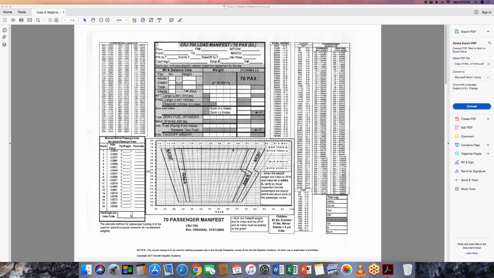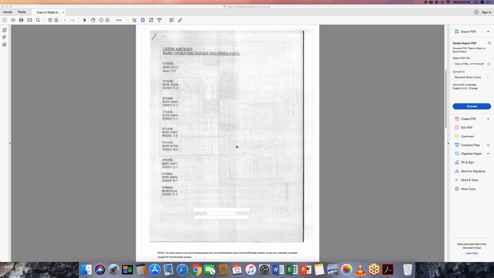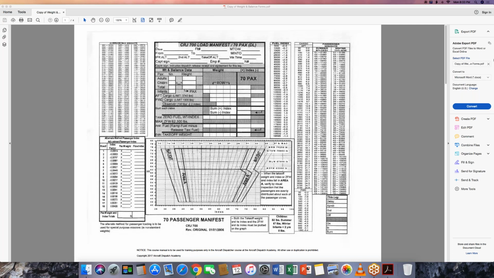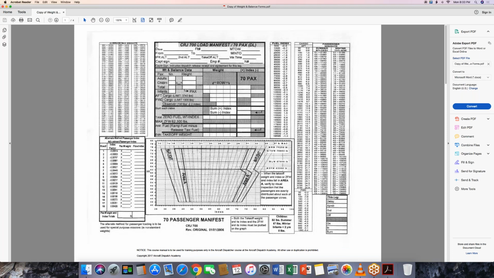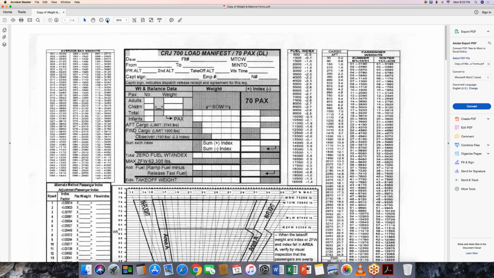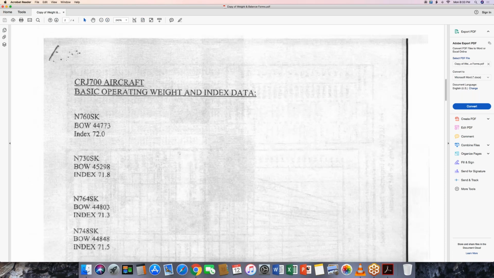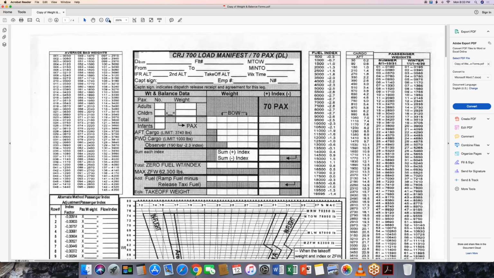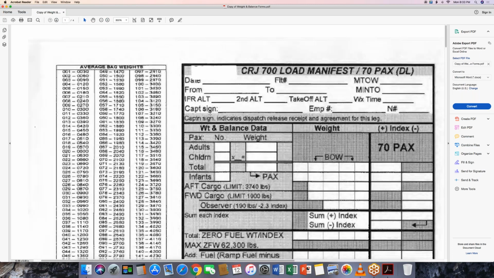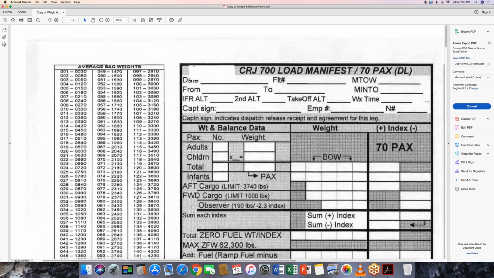So when we get done filling all this information out, basically we're going to find out if we're within our weight and balance. Let's see. Trying to zoom in a little bit so you guys can see this. Now, when we do our weight and balance, oh my gosh, this computer sometimes.